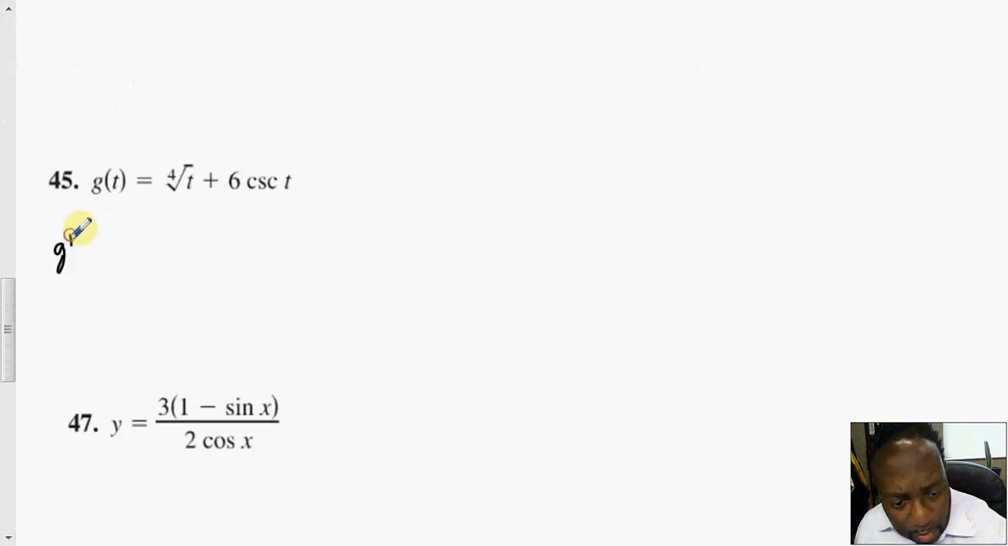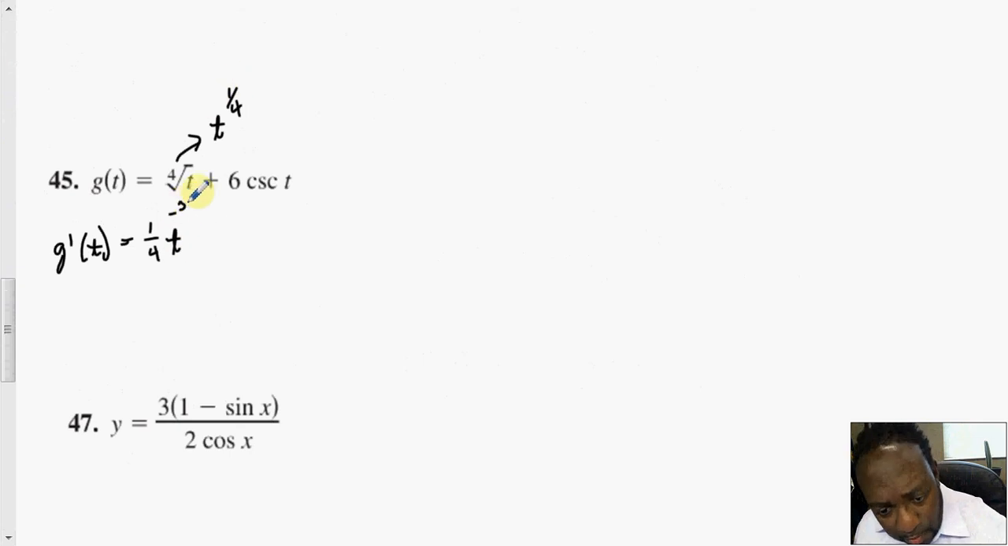For this derivative, we say g prime of t. Well, you know that this term here is t to the 1/4. So this is 1 over 4 times t to the 1/4 minus 1, so this is negative 3/4. Then minus, and I'm putting a minus because I know that the derivative of cosecant is going to be a negative, so this is the 6 there, and the derivative of cosecant is cosecant t times cotangent t.